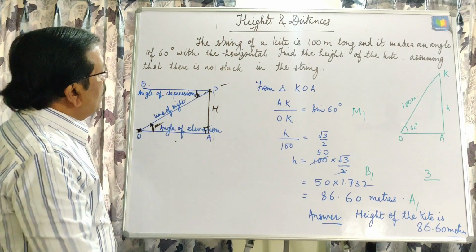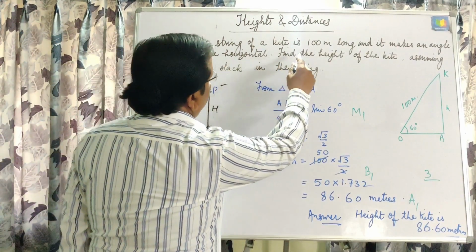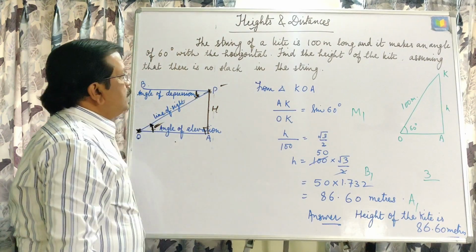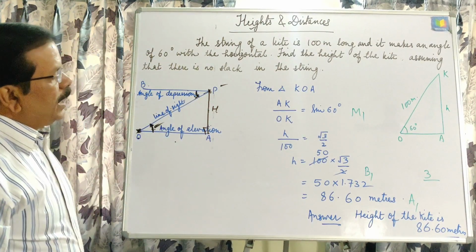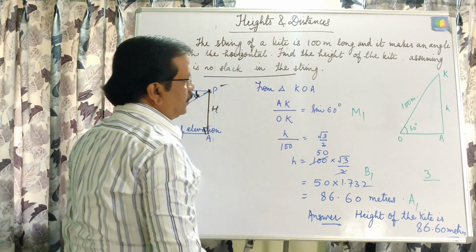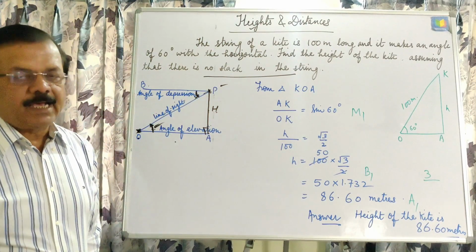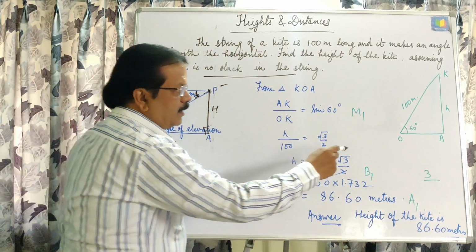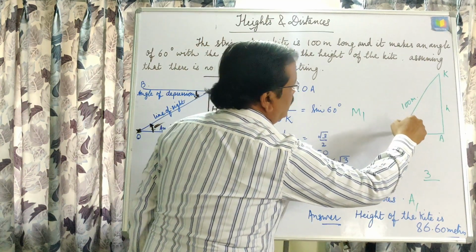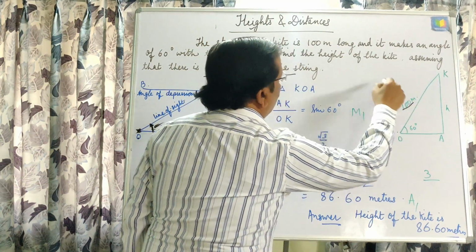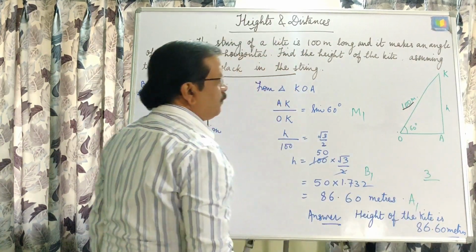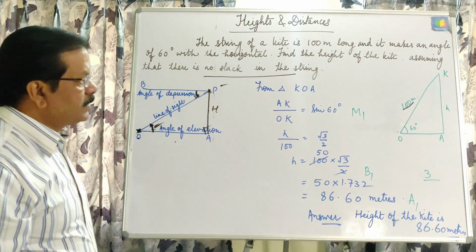Now questions. The string of a kite is 100 meter long and it makes an angle of 60 degrees with the horizontal. Find the height of the kite, assuming that there is no slack in the string. There is no slackness in the string, and you can see the figure here: this is the string, and no slack means this length will be the given length, that is 100 meter, and this will be taken as the height of the kite from the ground.